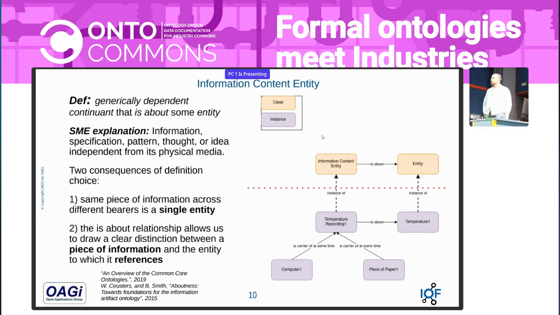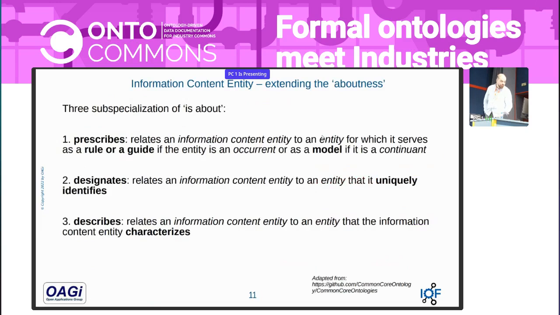As just a small toy example here, if we have, for example, a temperature recording from some sensor, we can clearly see that it is about temperature. And also here, through the relationships, I demonstrated that it can have multiple bearers over its existence without its essence being changed in any way, or in other words, by being a single individual. But the about relationship is really, really generic. We usually need to know the context, how a piece of information references an entity.